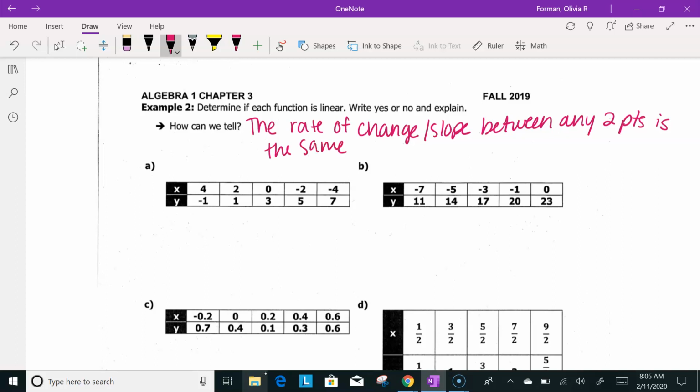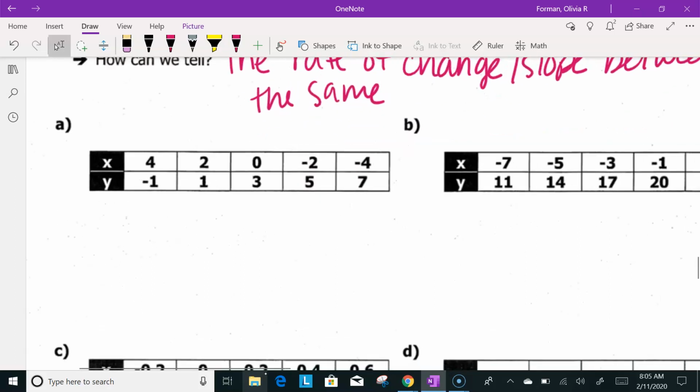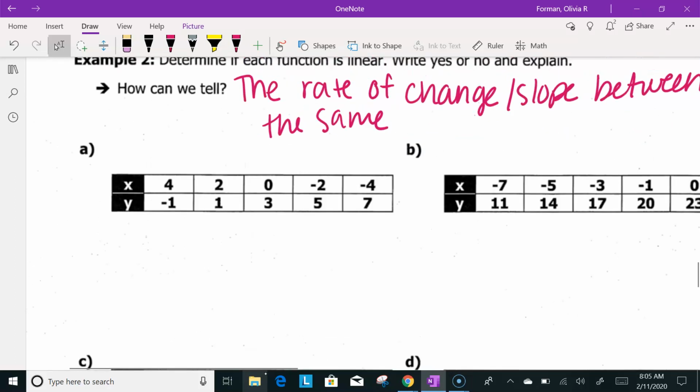And so what I kind of like to do is just go x by x, y by y. So if we look at example A right here, to go from 4 to 2, figure out what you're doing. You're subtracting 2. To go from 2 to 0, you're subtracting 2. To go from 0 to negative 2, you're subtracting 2. And to go from negative 2 to negative 4, you're subtracting 2. It is the same throughout the whole table.